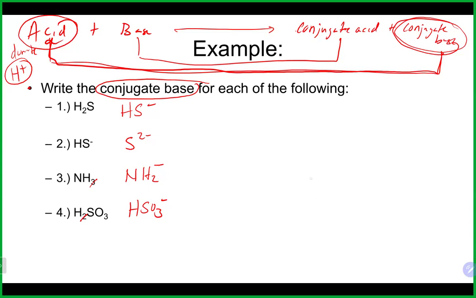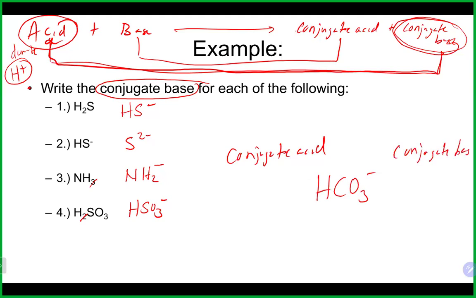So we talked about something being amphoteric. So if you had something like this, for example, if I wanted the conjugate acid for that, and I want the conjugate base for that. So take a moment and write the formula for the conjugate acid and the conjugate base, both starting with a little bicarbonate, and see what you come up with.